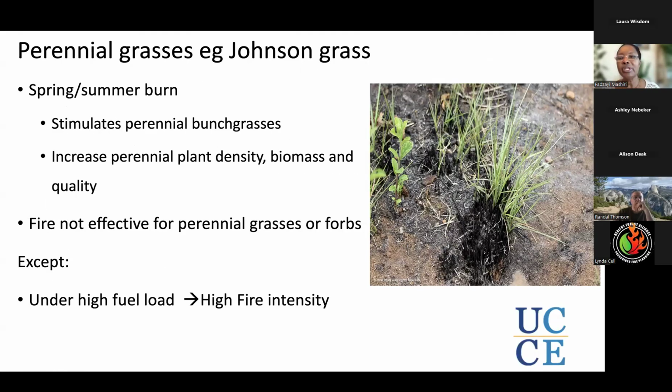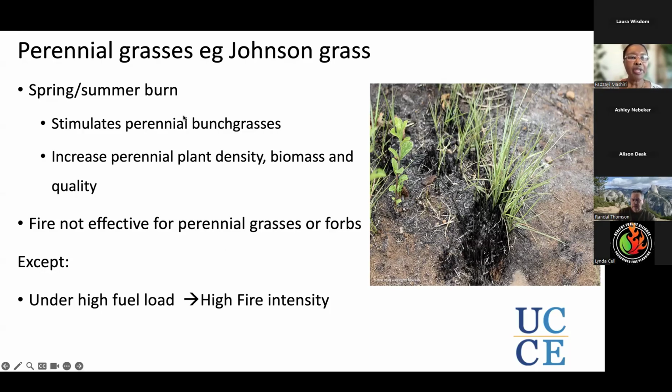The other type of plants that I think maybe some of you could be dealing with and wondering if you can use fire to control them are perennial grasses. And one example that I thought about is Johnson's grass. This could be a weed in certain environments. And unfortunately, for the most part, perennial grasses are not very good at being effectively controlled by moderate fire intensity.